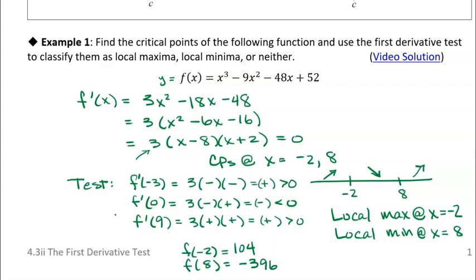Sometimes I ask for just the x coordinate. Sometimes I ask for the x and y coordinates of the local minimum and maximum values, but this one doesn't really say, so I would just assume we can get by just finding the x coordinates.